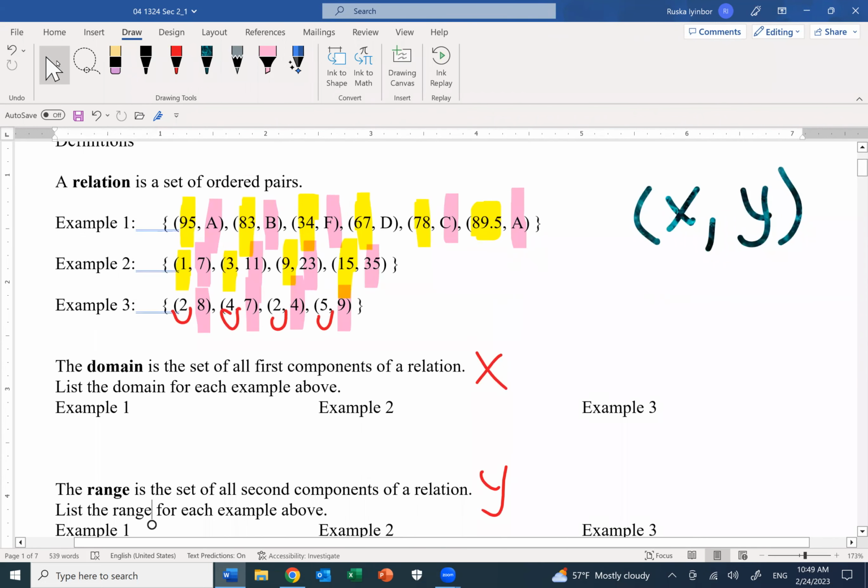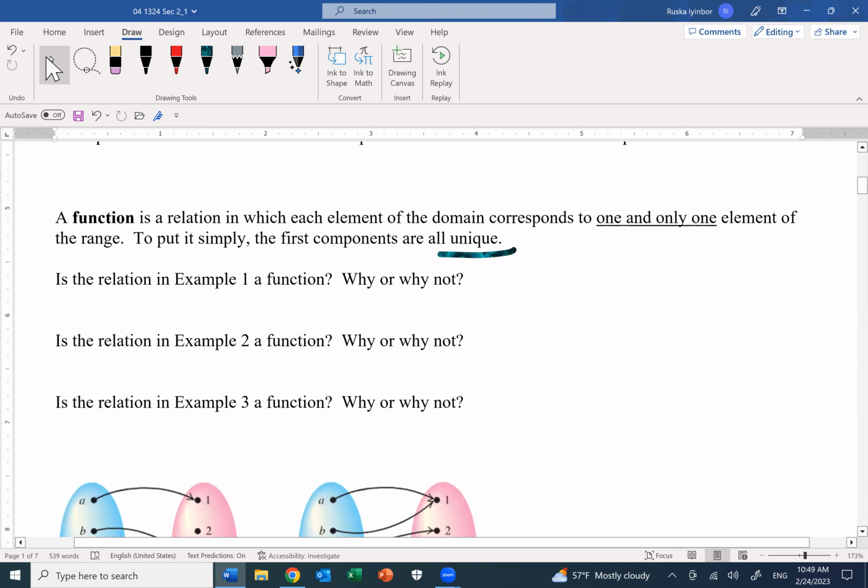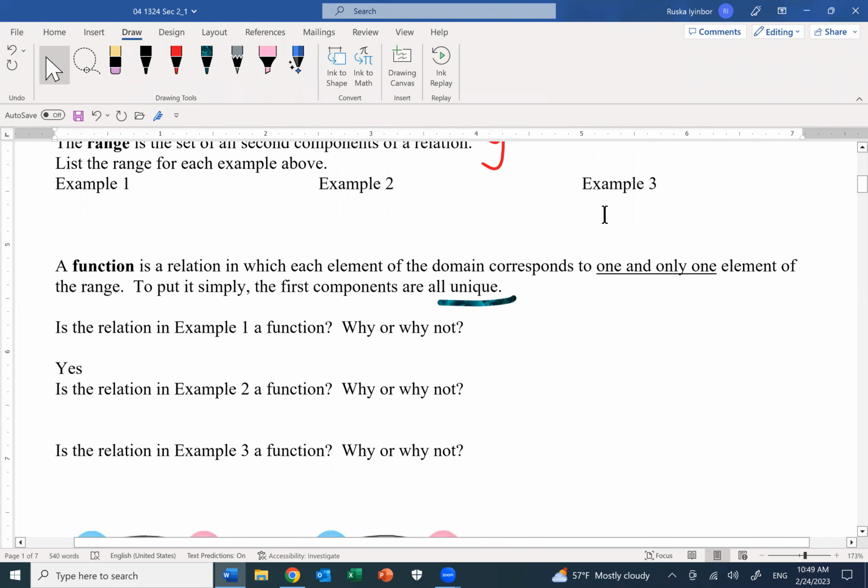So let's look at example 1. Is it a function or not a function? How do you know? You're going to look at the X's, the yellow highlighted numbers. Are they different? Do we have repeating numbers here? Looking at all the yellow highlighted numbers, 95, 83, 34, 67, 78, and 89.5, they're all different. So that means example 1 is a function. I'm just going to write it here. Yes, it's a function.